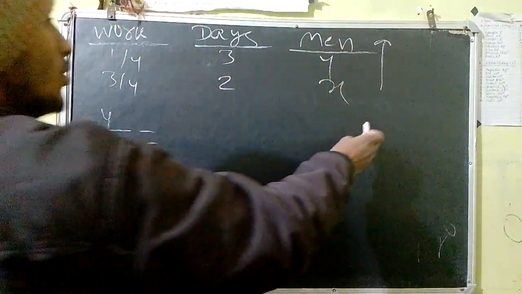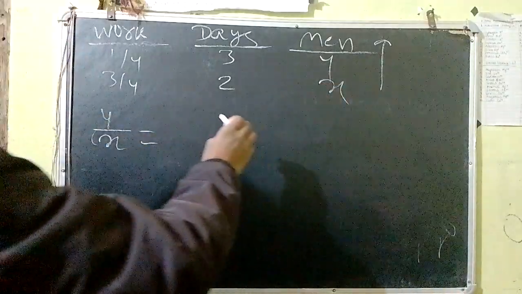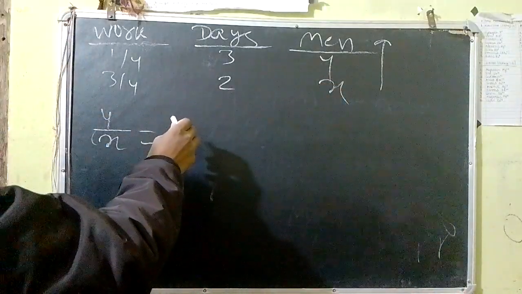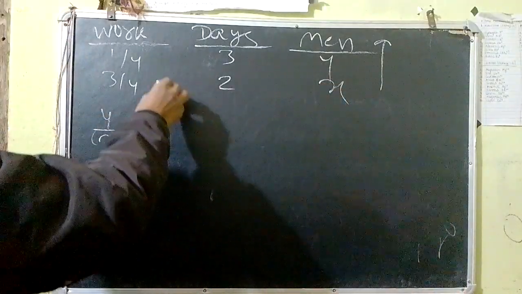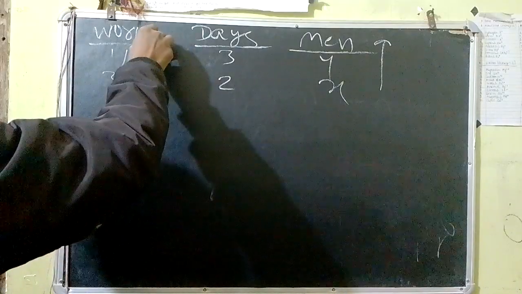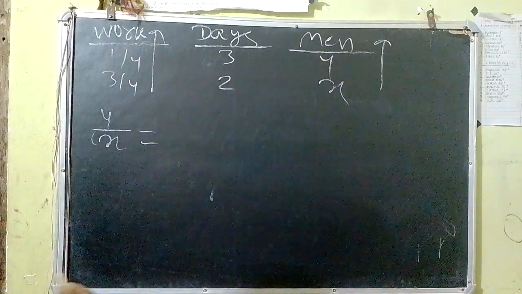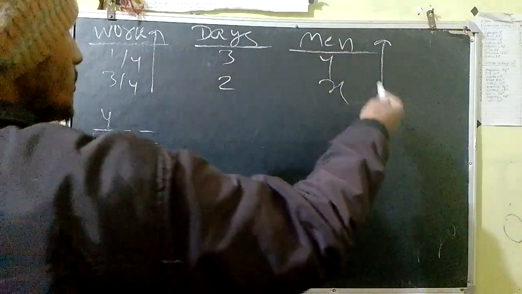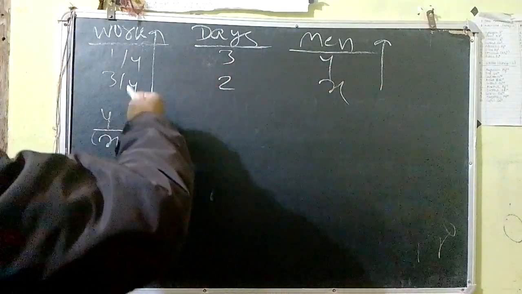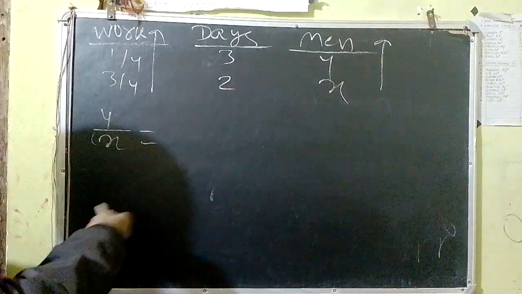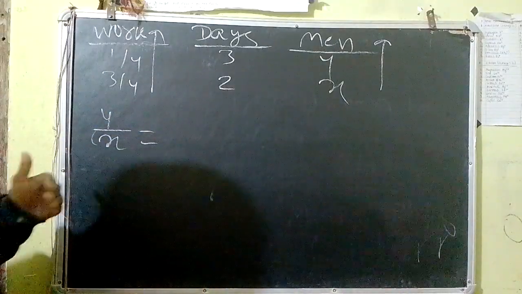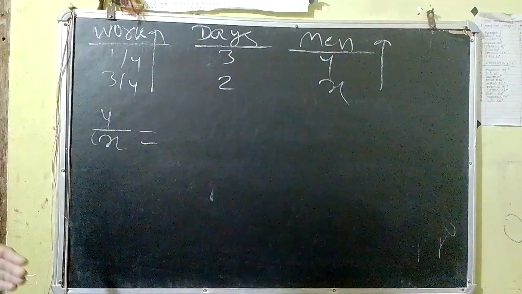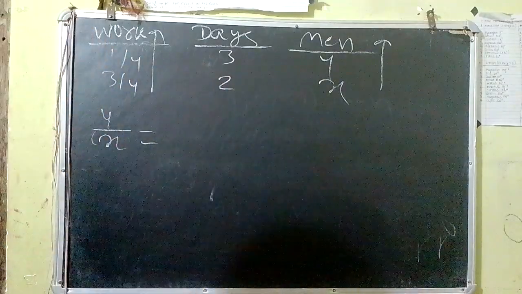So if you get more men to do the work, what does that mean? Then they will do more work. More men will do more work. Less men do less work. So if you have more men to do the work, then they will do more work. It means they have a positive relationship. It means the relationship between man and work is positive.